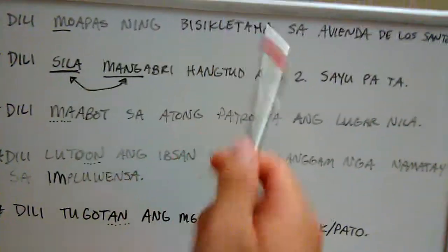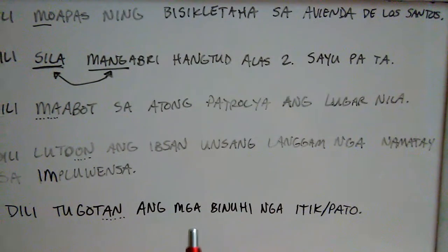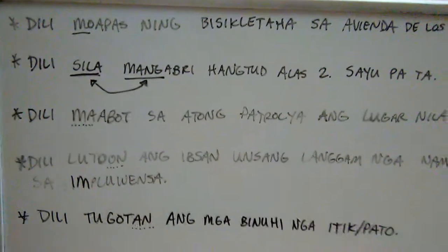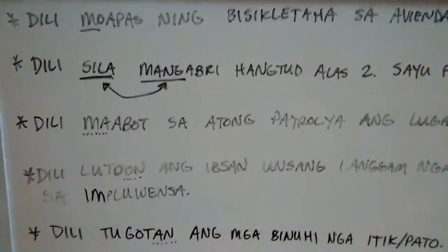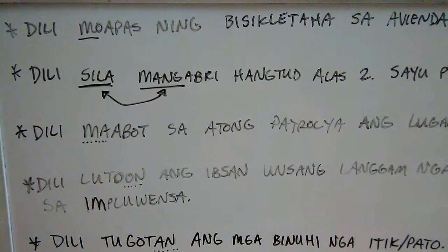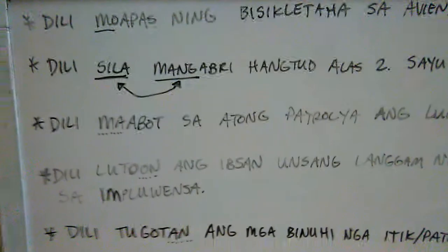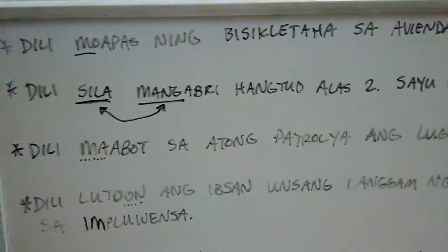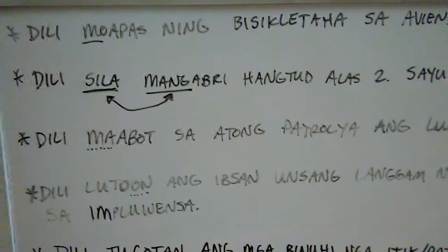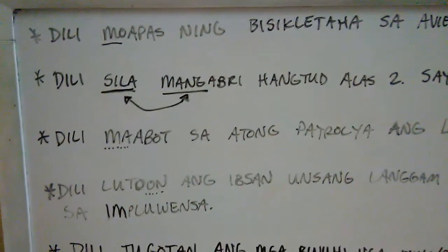So dili mo apas ning bisikletaha sa Hacienda de los Santos. And that makes sense, right? Because again, mo apas is a verb action, I guess. An action verb that hasn't started yet, pretty much. It's just incepting.